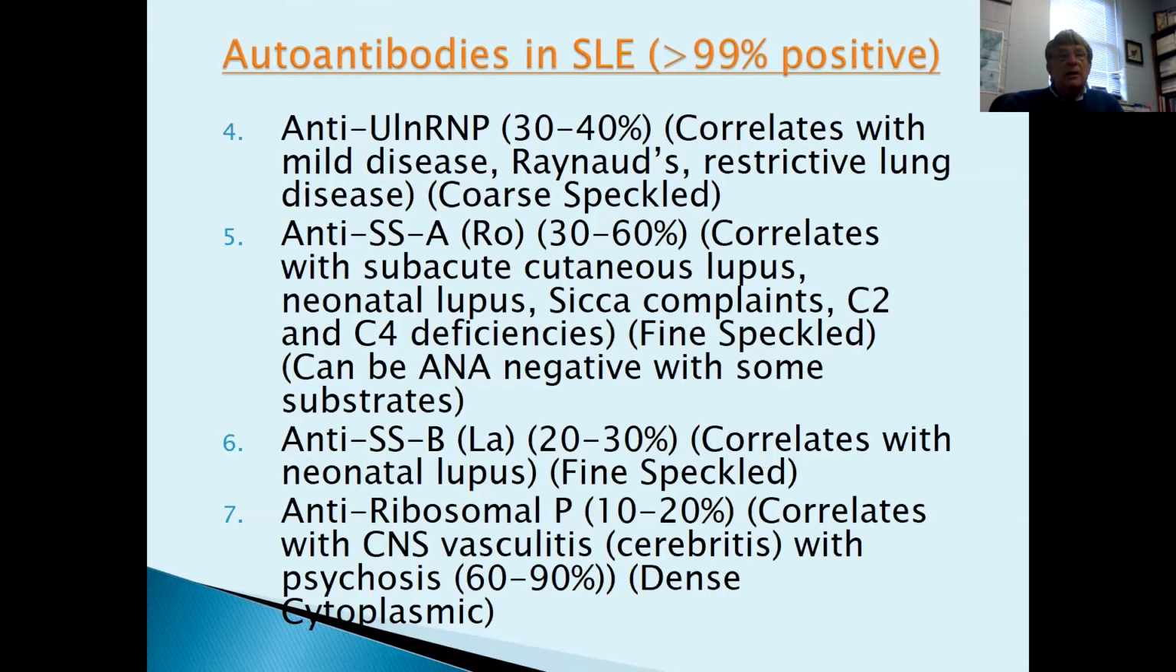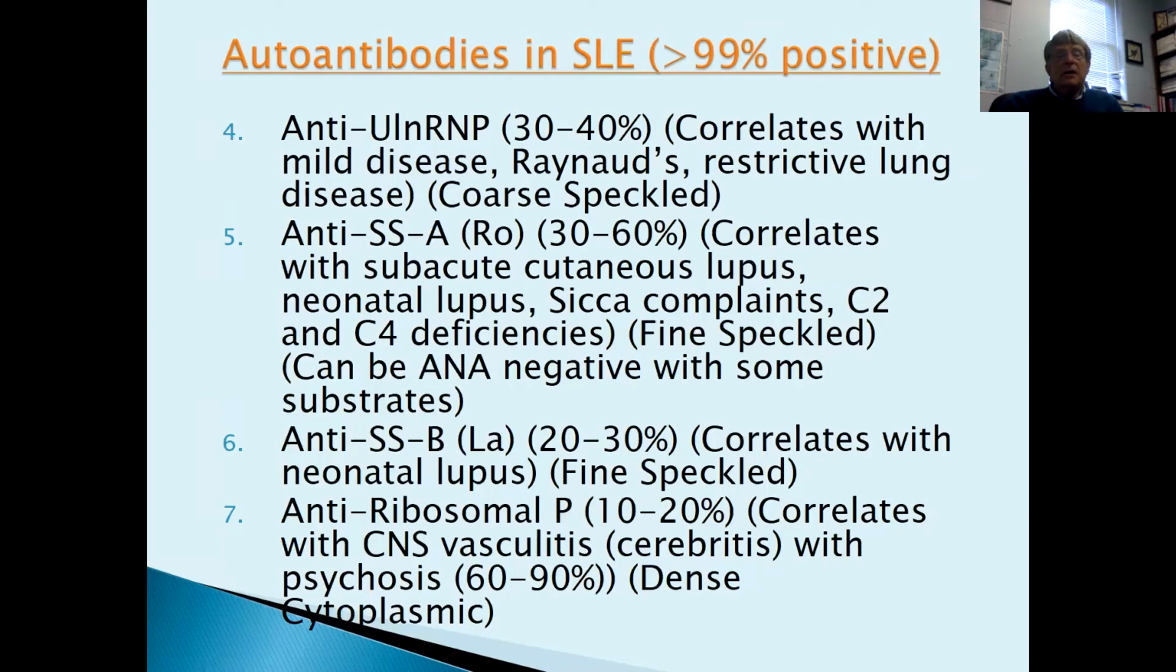As stated previously, the ANA can be negative with some substrates with high titers of antibodies to SSA. So if patients are suspected of possible Sjogren's or lupus, these should be assayed specifically. Antibodies to SSB usually also correlate with neonatal lupus and are usually found in combination with antibodies to SSA. If SSB is alone, you have to think of some types of lymphoproliferative disease underlying it.